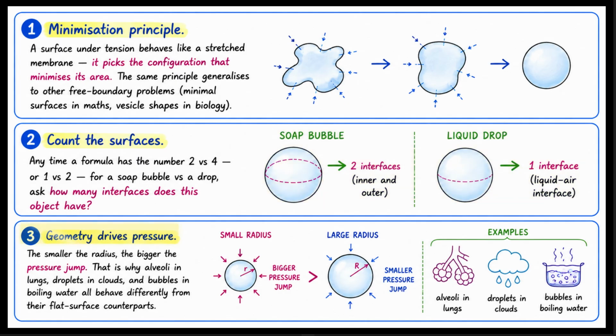Geometry drives pressure. The smaller the radius, the bigger the pressure jump. That is why alveoli in the lungs, droplets in clouds, and bubbles in boiling water all behave so differently from their flat surface counterparts. Hold these 3 ideas and the rest of the chapter fits inside them.